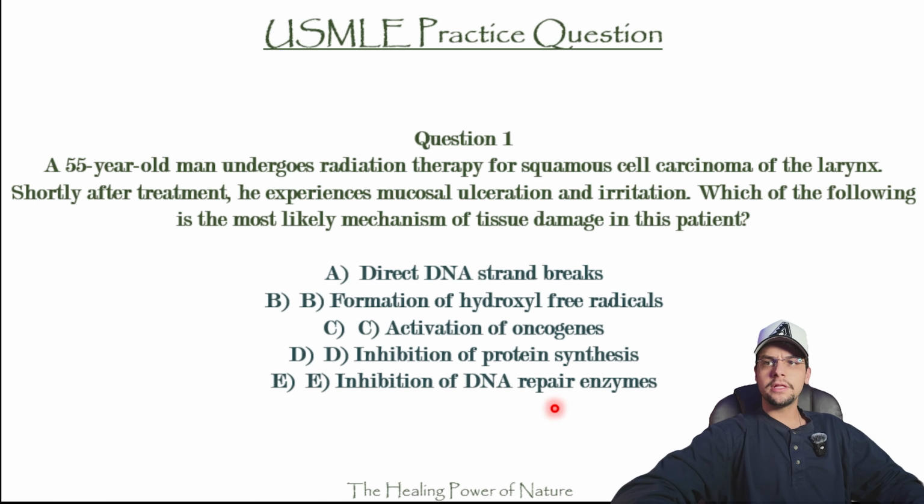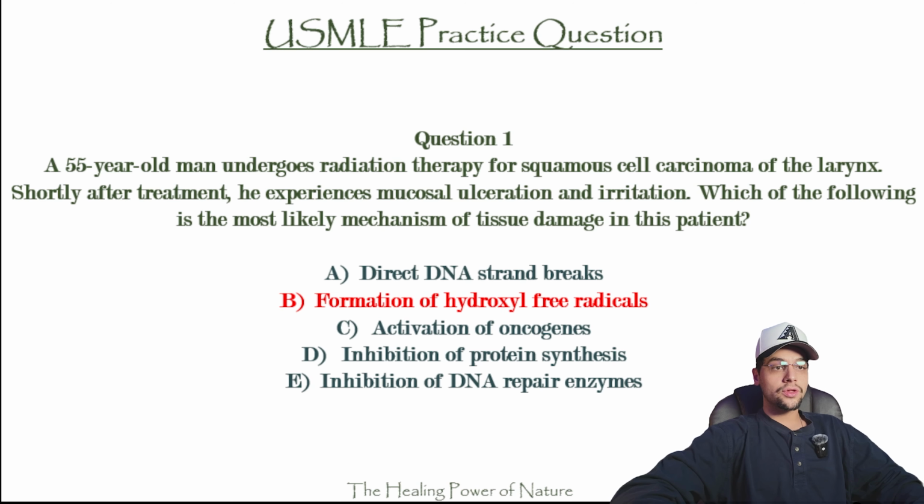Now, let's go through a few USMLE practice questions. Like I always will tell you, start by reading the last sentence, then read your answer choices, then read the entire question. So I'll go ahead and give you a few minutes, and then we'll go over and review this question together. Okay, so the correct answer was B, formation of hydroxyl free radicals. Remember, ionizing radiation, for example X-rays or gamma rays, damages tissues primarily by splitting water molecules, H2O, to generate hydroxyl free radicals, OH, which cause oxidative DNA damage and cell death. This mechanism explains why radiation therapy can injure normal tissues along with tumor cells.